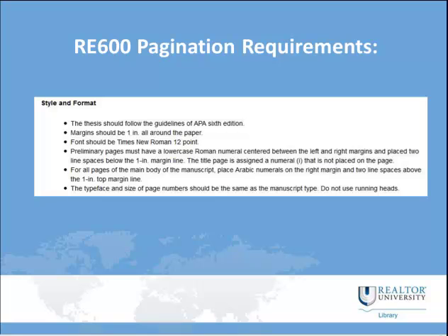It says the thesis should follow the guidelines of APA 6th edition. Margins should be 1 inch. Font should be Times New Roman 12 point, which is standard for APA 6th. The preliminary pages need to have a Roman numeral centered between the left and right margins, placed in the footer region. The title page is assigned a numeral that is not placed on the page. For all pages in the main body of the manuscript, use Arabic numerals on the top right margin. Typeface of the page numbers should match the manuscript font, and do not use running heads.